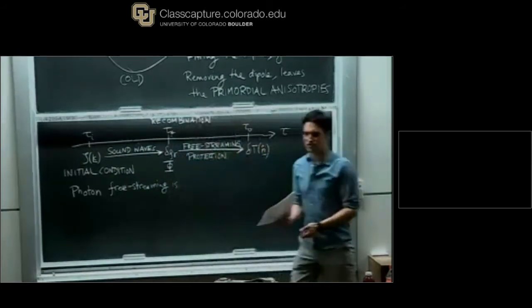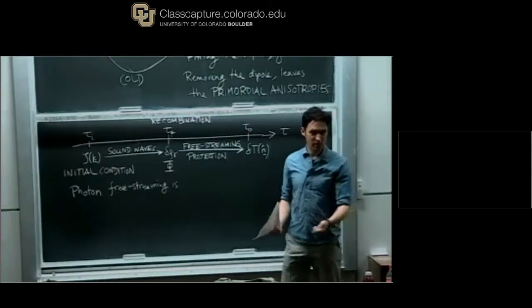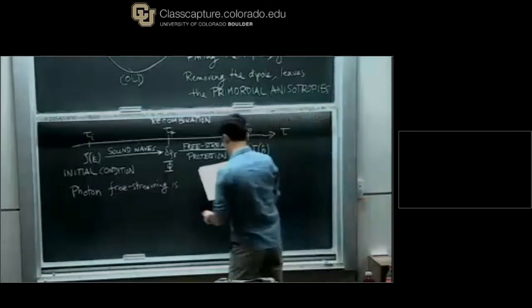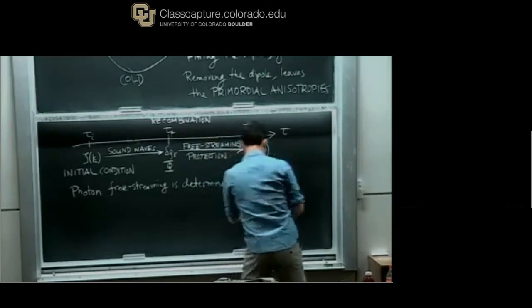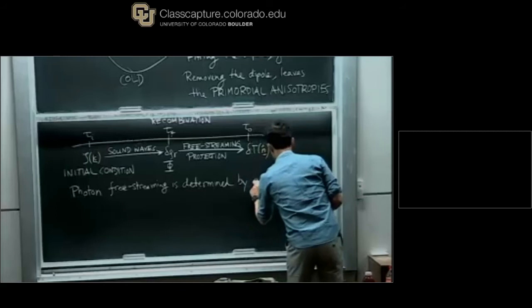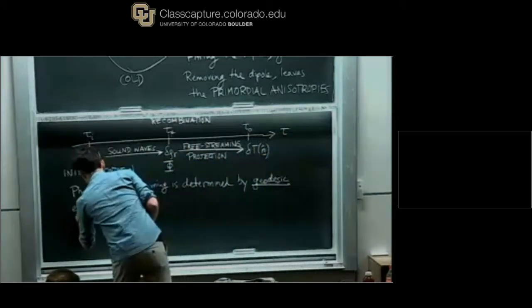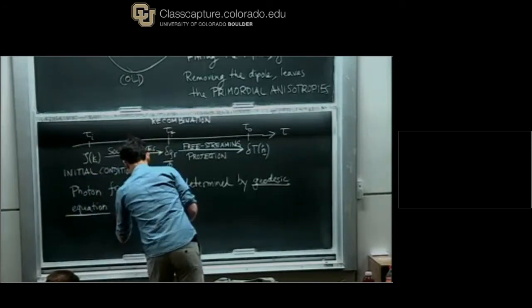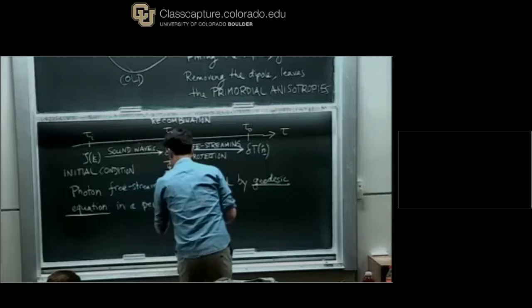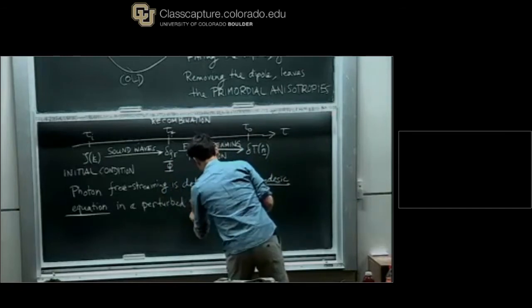And so this is a relatively straightforward exercise in GR. Okay, so the free streaming of photons is simply determined by the geodesic equation in a perturbed universe. So free streaming is determined by geodesic equation in a perturbed space-time.